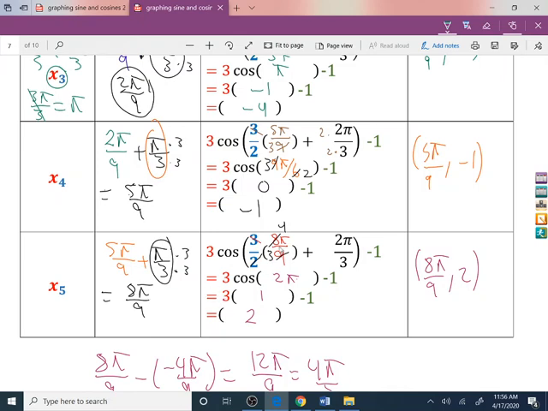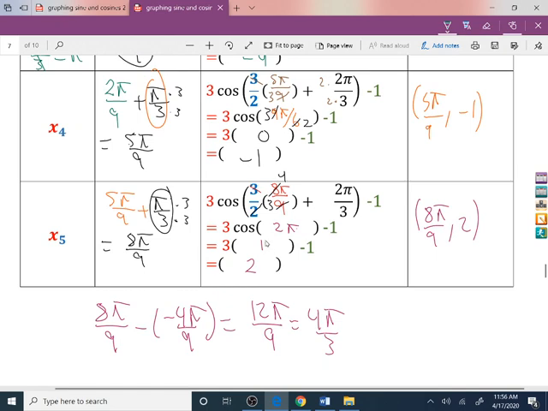Okay, 8 pi over 9, 3, then 4, because 2 goes to 2, 1, and 2 goes to 8, 4 times. 4 pi plus 2 pi, 6 pi, over 3 pi is 2 pi. Cosine 2 pi is 1, a very well known answer. 3 times 1, 3 is 2.